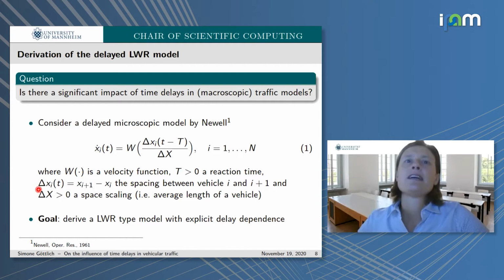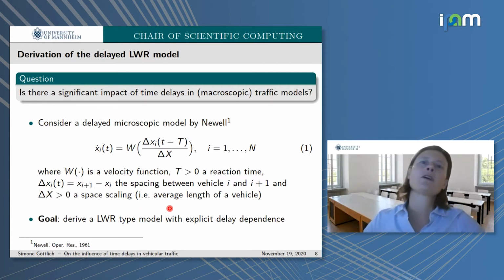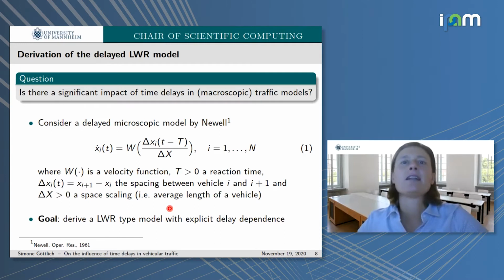And delta x_i, as you can see here, is meant to be the spacing between vehicle i and vehicle i plus 1. And delta x greater than 0 is some scaling parameter, for example, the average length of a vehicle. So now the goal is to derive an LWR type model with the explicit delay dependence. So we want to see where the delay enters in the LWR model.